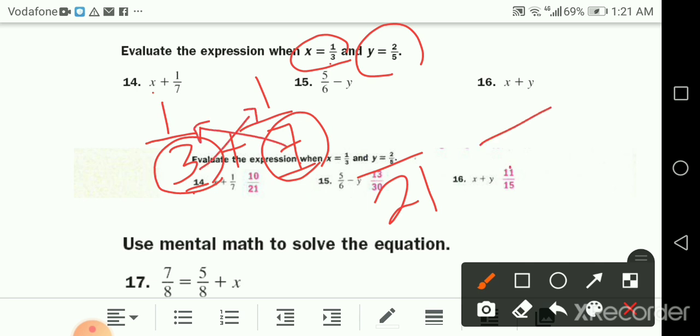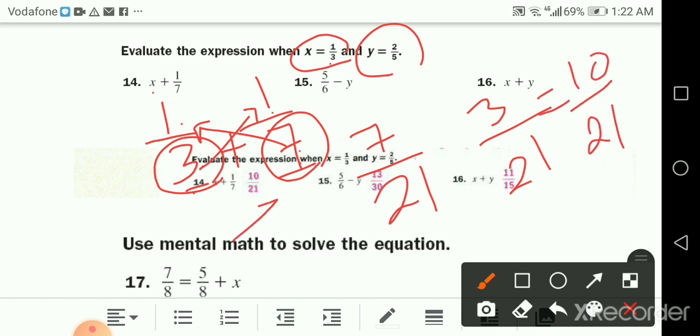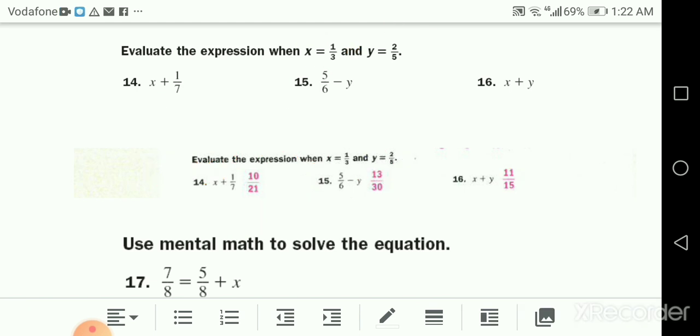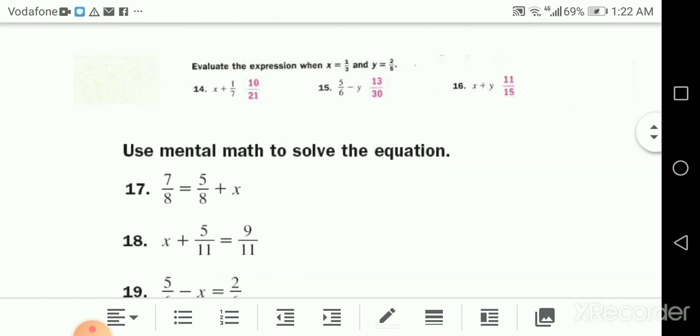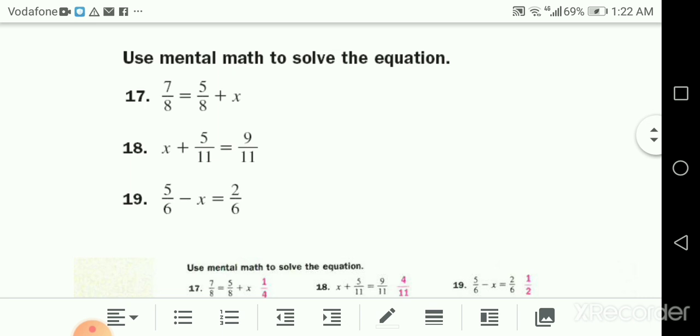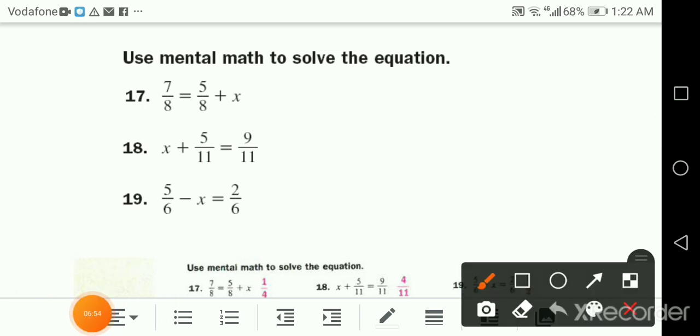Okay, and then 21 and 21. 7 times 1, 7. And I have 3 times 1, 3. Okay, guys. 3 plus 7 gives me 10, and it will be 10 over 21. And here you are, the answer. You can do the rest as practice for you. Use mental math. We love mental math. Okay, we use mental math to solve the question.